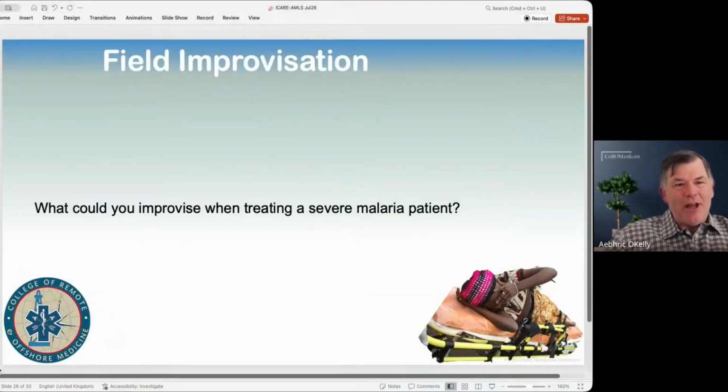Improvisation. You have to improvise for this casualty. You need to make sure that she's comfortable as part of SHEEP VOMIT, that she's elevated to 30 degrees, because if she has severe malaria, she has ICP problems. So you need to elevate her head.